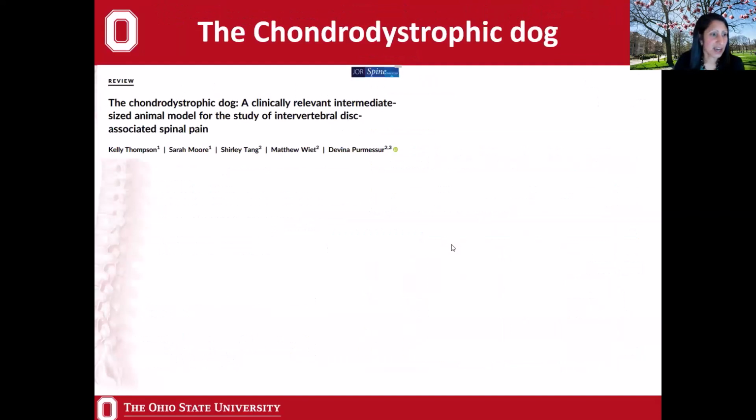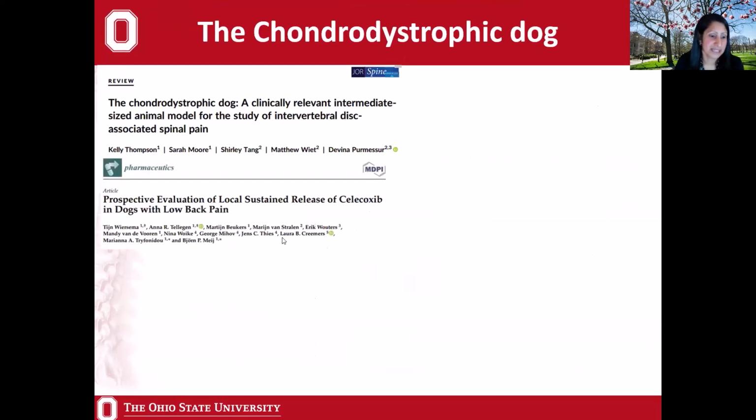A few years ago, we highlighted a potential companion animal as a model, in collaboration with one of the veterinarians I work with: the chondrodystrophic dog. Chondrodystrophic dogs are your beagles, your dachshunds, and what's really interesting about them is they can develop back pain spontaneously. So you have a patient population that also develops back pain, which is of high clinical relevance. There have been studies by Mariana Trifonadu's group looking at the effects of anti-inflammatories on pain, really showing the utility of this model.